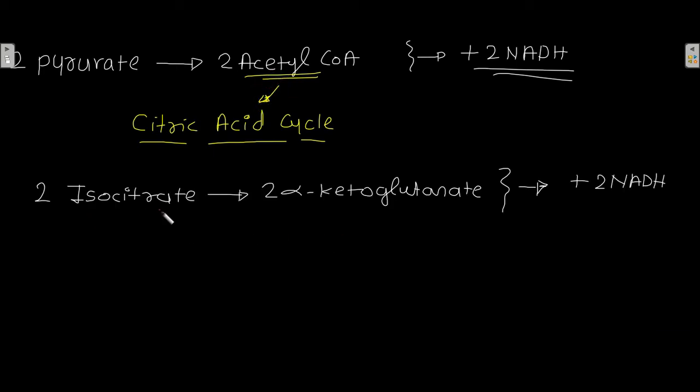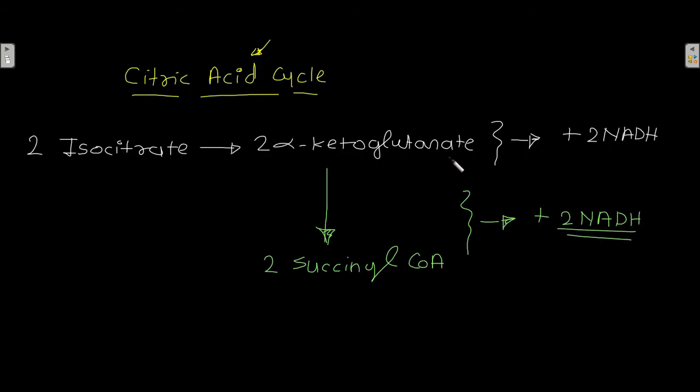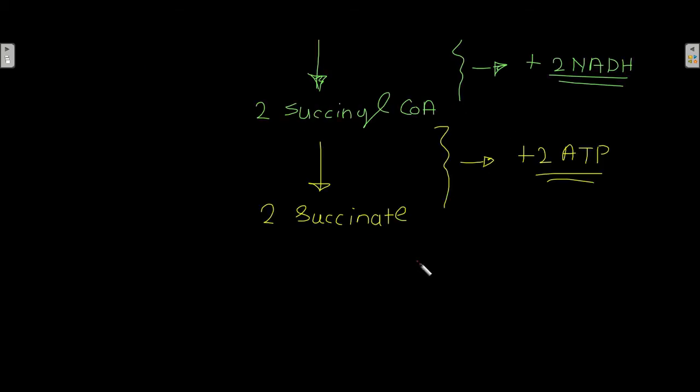So when 2 isocitrate molecules give 2 molecules of alpha ketoglutarate, in this reaction of the citric acid cycle there is synthesis of 2 NADH molecules. After that, these 2 alpha ketoglutarate give 2 molecules of succinyl coenzyme A, and in this reaction also there is generation of 2 NADH. So isocitrate to alpha ketoglutarate to succinyl coenzyme A yields in total 4 NADH molecules. After that, when these 2 succinyl coenzyme A give 2 succinate, in this reaction 2 ATPs are produced. Okay, 2 ATP generation is there when 2 molecules of succinyl coenzyme A are converted into 2 molecules of succinate.